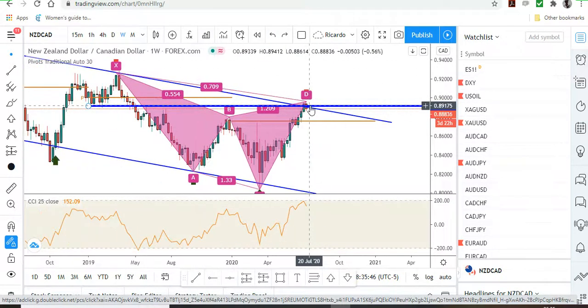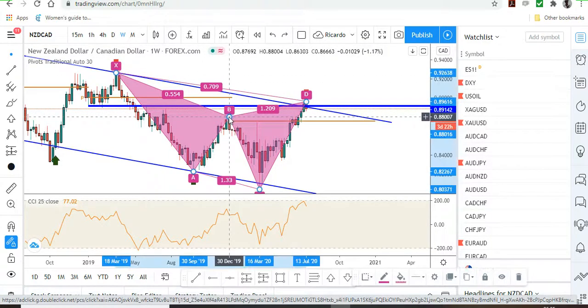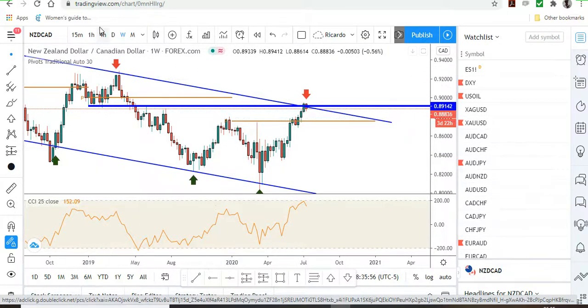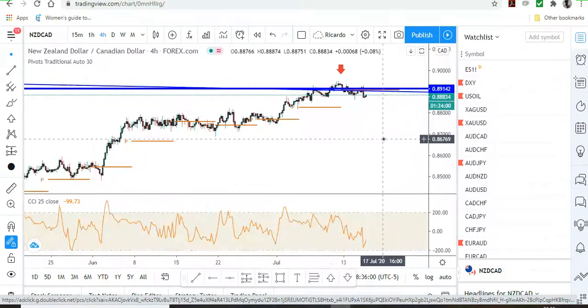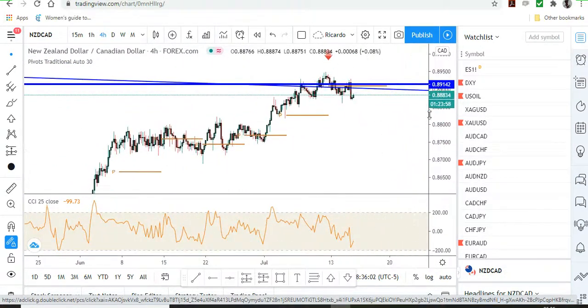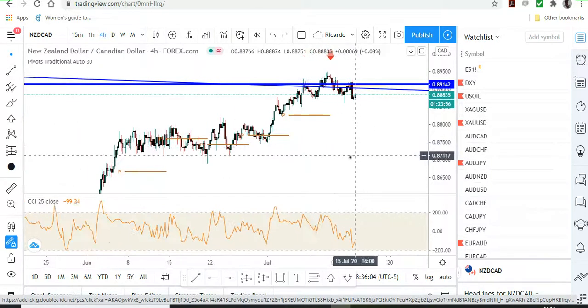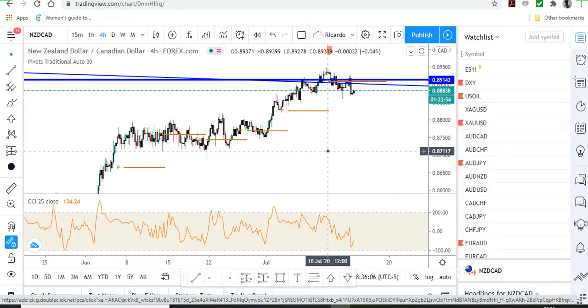So how am I going to enter into this? Well, I'm not going to be entering off the weekly time frame. So what I will do here is go down to a lower time frame. You don't have to use my particular entry strategy, you can use any entry strategy you want to use. Right? So we are at a U-turn area, so we're looking to sell.